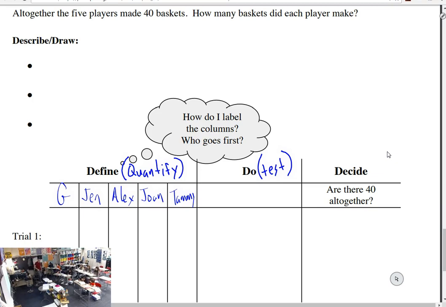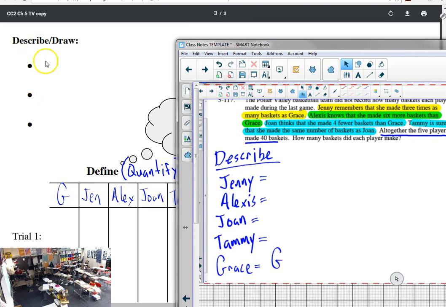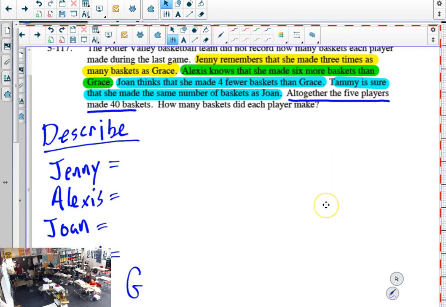About this process, the define is really like quantifying, giving values to things. So if you choose an amount of points for Grace, you should be able to figure out everybody else's points off of that. Now, if I want to make my life easy in the describe draw section, and you don't have to draw for everyone, some of them make sense to draw, some of them don't. This one I probably wouldn't draw, but to make my thinking easy, I would write out how I'm going to figure out these other players' scores in a way that I can see mathematically really quickly, so I don't have to keep going back to the word problem.